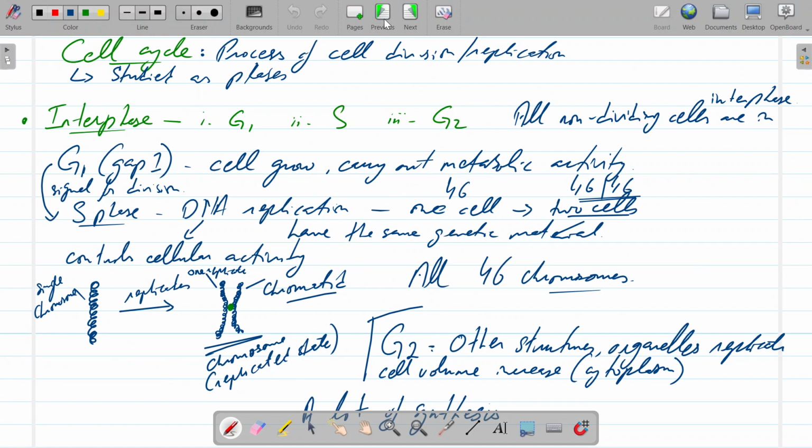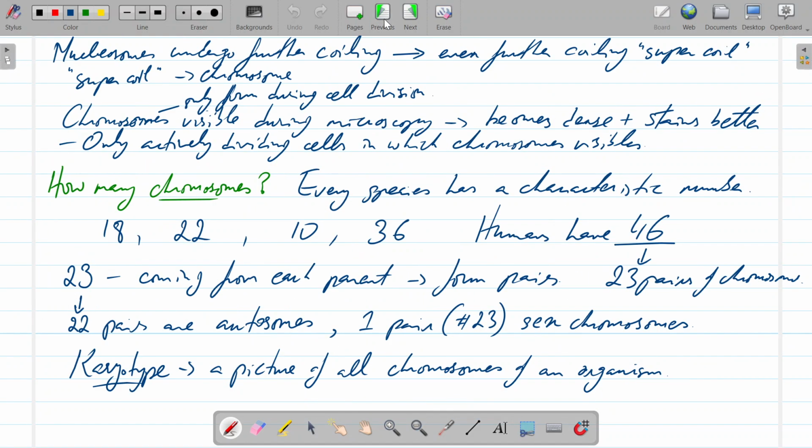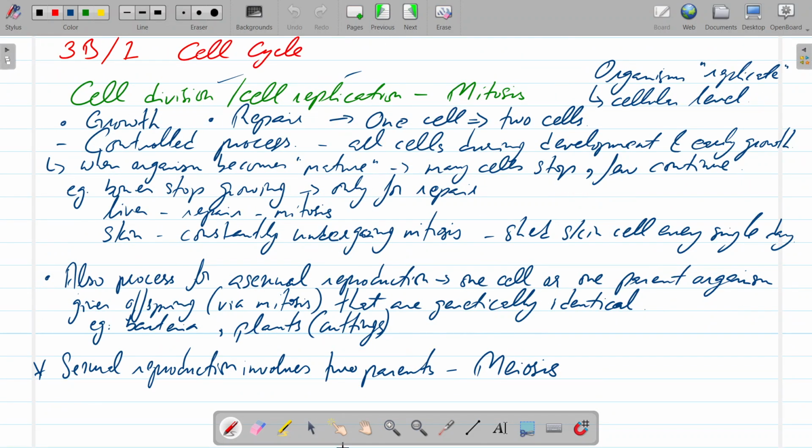In yesterday's class, we talked about the cell cycle. We talked about how cells replicate or divide for growth and repair and undergo the process of mitosis, where one cell divides into two. It is a controlled process.